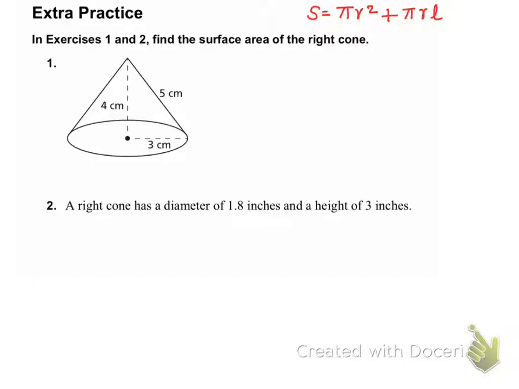So when I look at figure 1, I know this is r. Let me write down r here. This is r, this is l, and this is h. So here it looks like we don't need h, we just need r and l. So let's plug it in. S is pi r squared plus pi r l. So let's do that. Pi times 3 squared plus pi times 3 times l, your slant height.